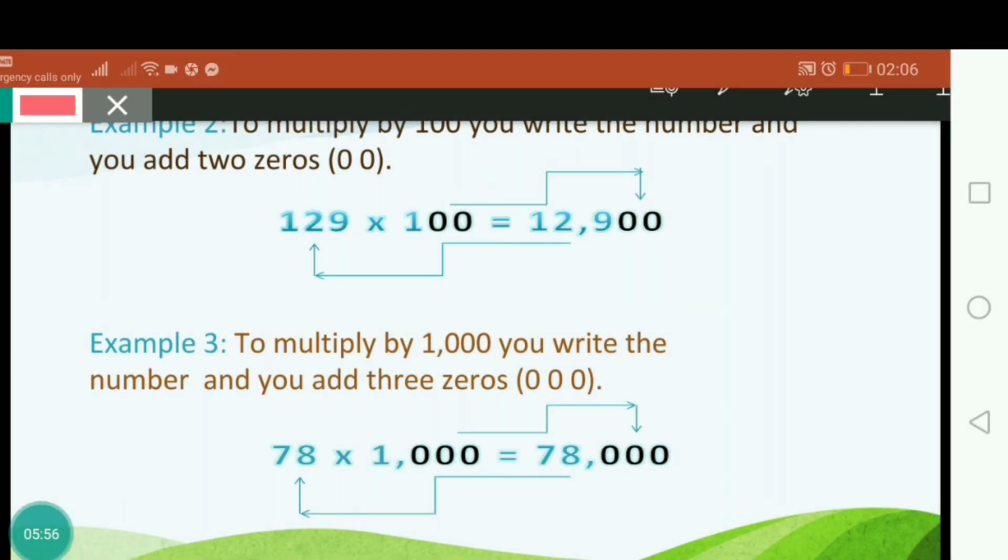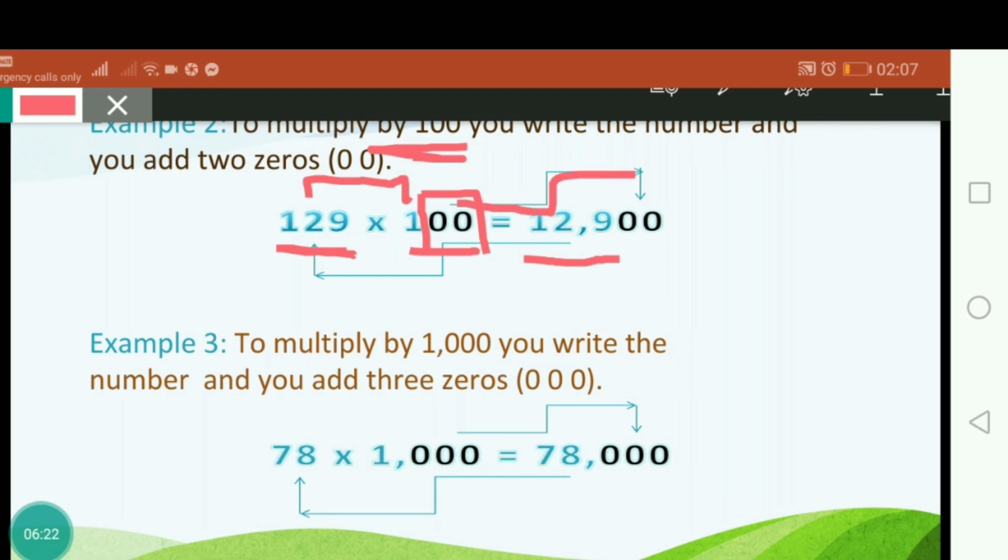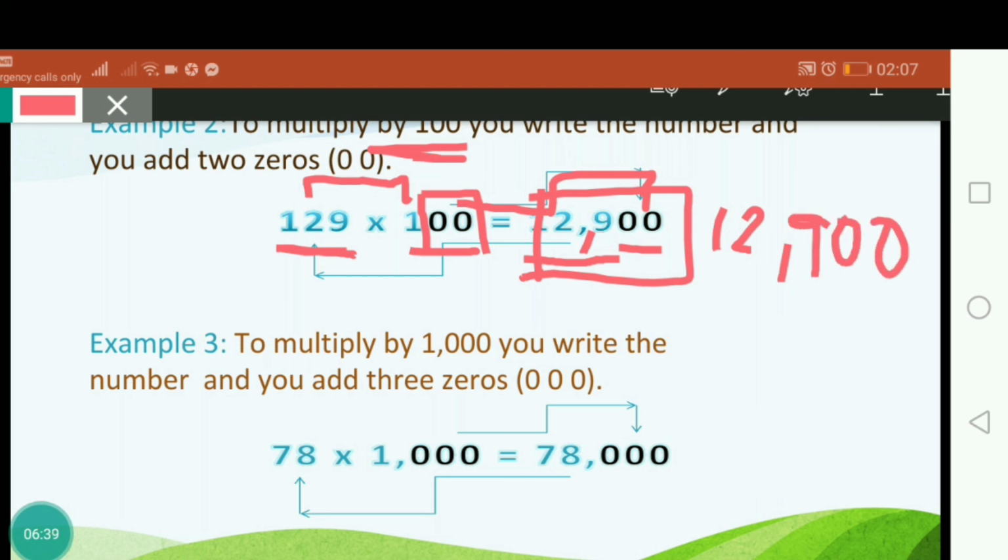Next, let's multiply by 100. For example, we have 129 times 100. So 129 times 1 is equal to 129. And then, how many zeros are there? There are 2 zeros. So we're going to write down 2 zeros. And then don't forget to write the comma: 1, 2, 3, comma. That is why our answer is 12,900.